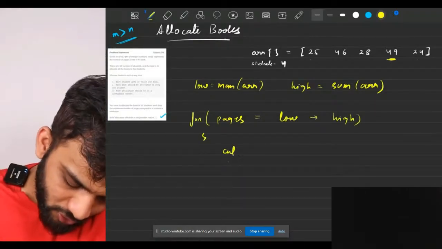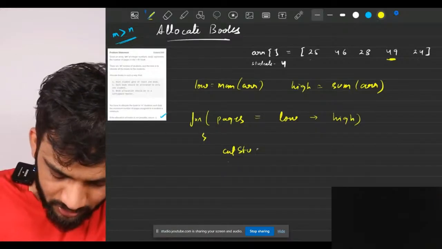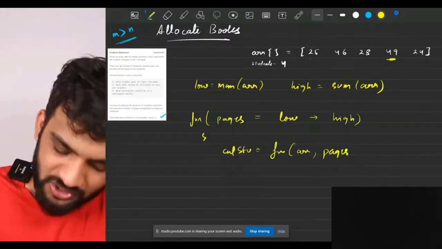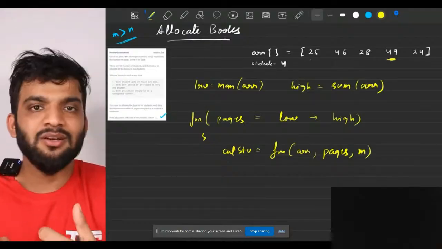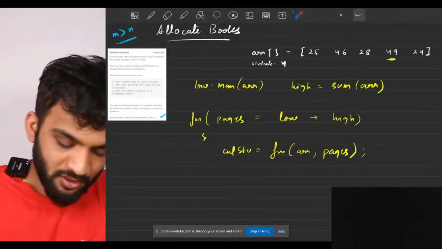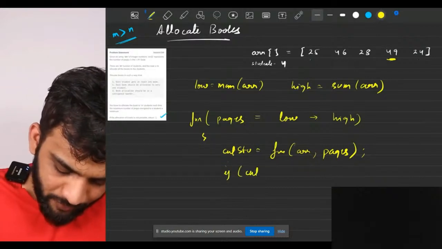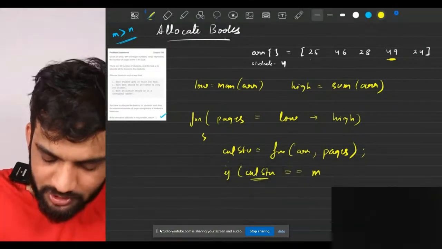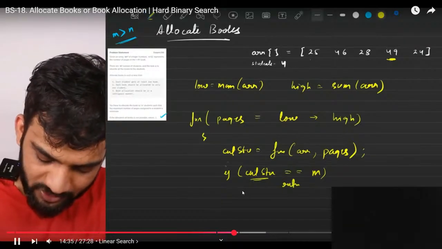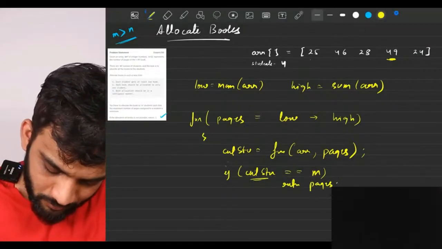And can I say I'll write a function which counts the number of students? I'll pass on the array which contains the pages. I'll say that this is the maximum pages allowed. You don't need to send the number of students here; you can say array and the number of pages. And if I was able to allocate to exactly m students, my job is done. This is my answer. Return pages. Quite simple.